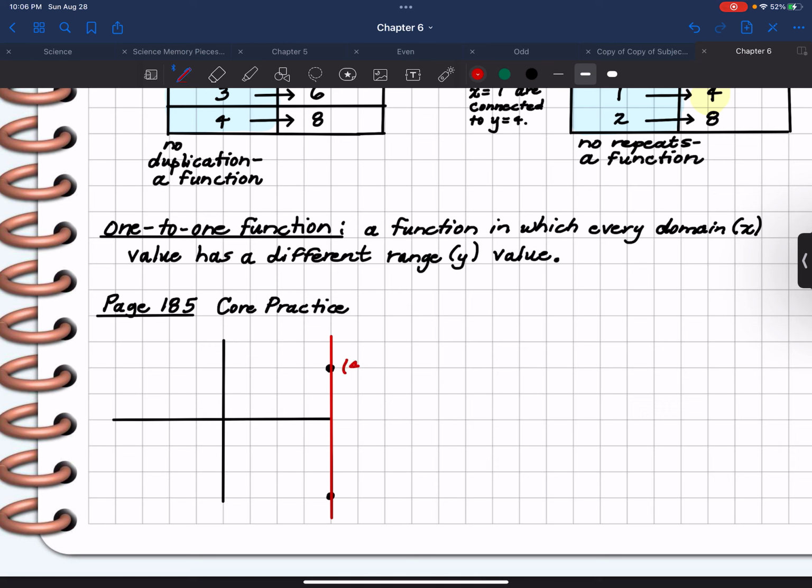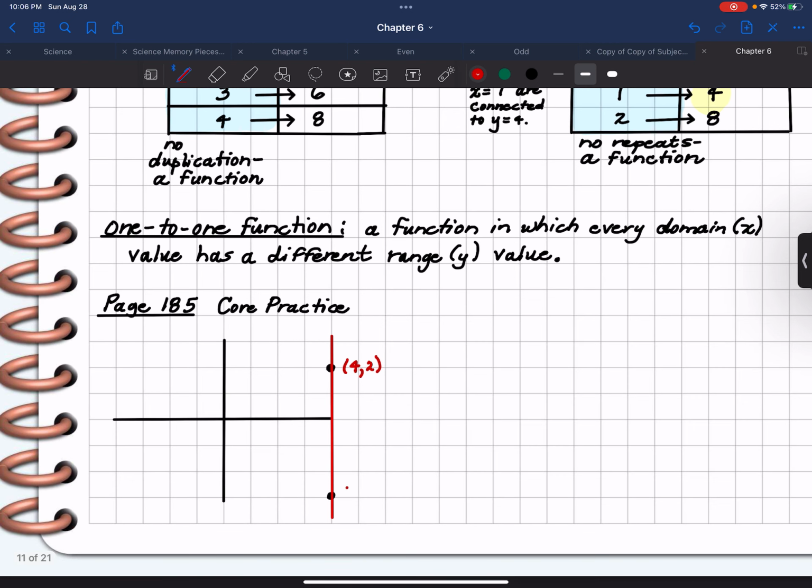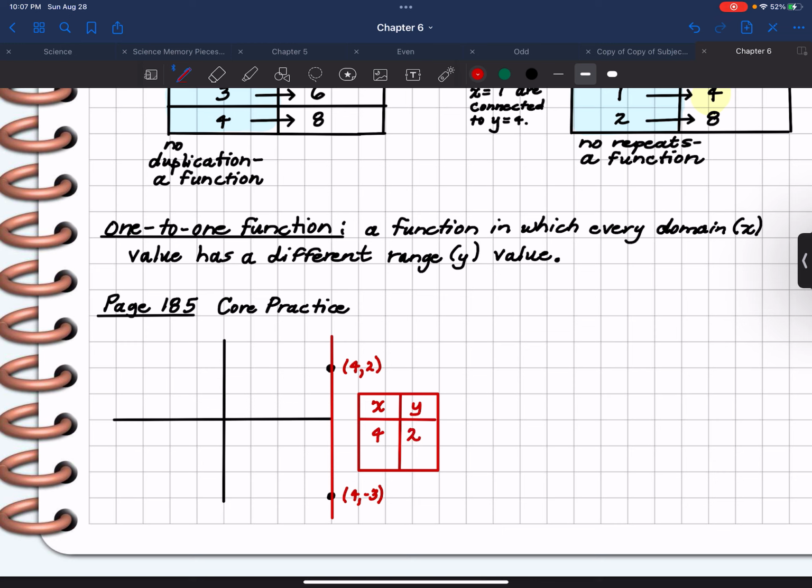Now, remember what we just talked about before. We have (4, 2), and we have (4, -3). So what would that look like if we put it in a table of values? Let's go ahead and sketch a table of values right here. Just a simple one. We won't put all the labels in, but let's divide it in half, and we have x and y. We have 4 and 2, and we have 4 and -3.